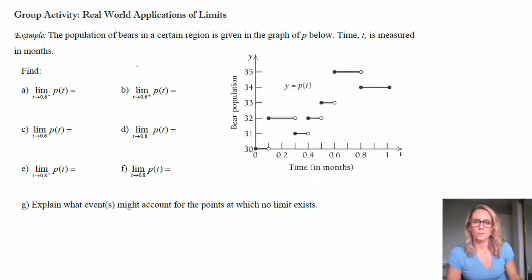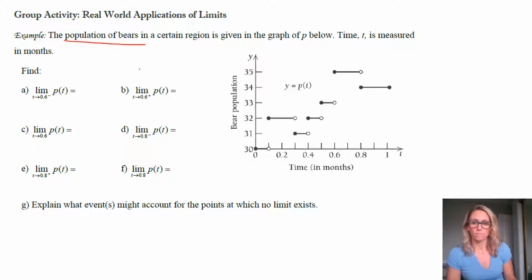So here's an activity that I would normally do in groups if we were in the classroom. This is a real world application of limits. The population of bears in a certain region is given in the graph of P below.